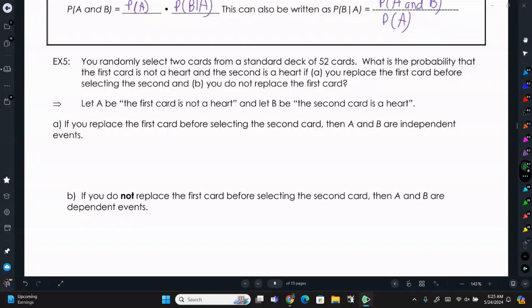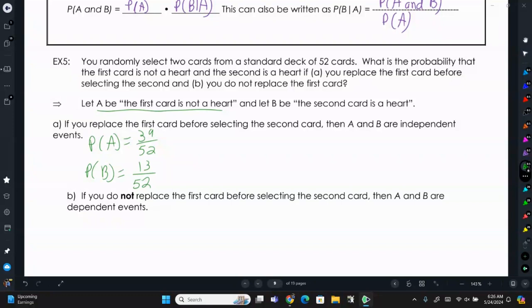So first, what's the probability that it is not a heart? The probability of A, it not being a heart, would be 39 out of 52 because we have 13 of each suit. Not a heart would be the other 39 cards. And then the probability of B, the second card is a heart, 13 out of 52.